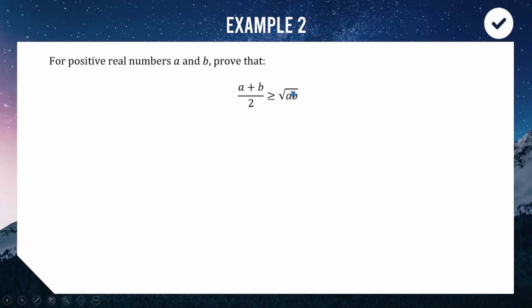It's going to get you a similar number, except this statement is telling us that the arithmetic mean is always greater than or equal to the geometric mean. Let's see if we can prove it.